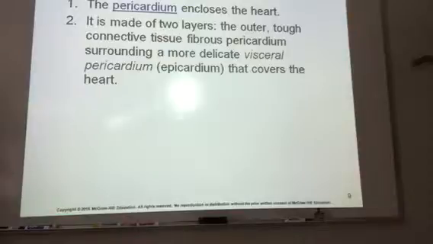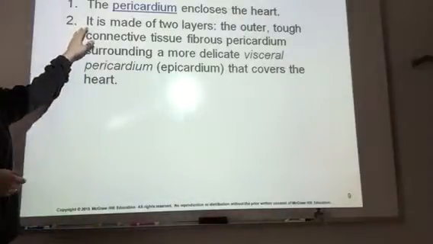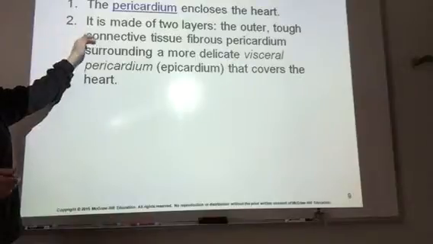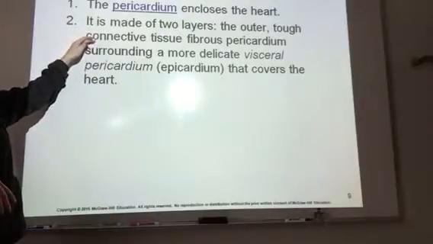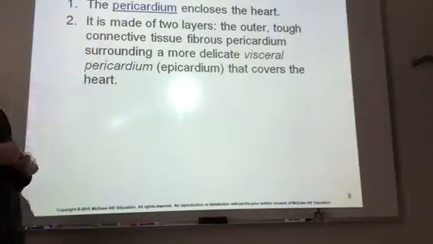So coverings. The peri, remember peri means outside. The pericardium encloses the heart. It's also called the heart sac sometimes. It's the outside lining that your heart is going to be inside of. It is made up of 2 layers. There's an outer tough layer, and then it's surrounded by a more delicate thin layer.